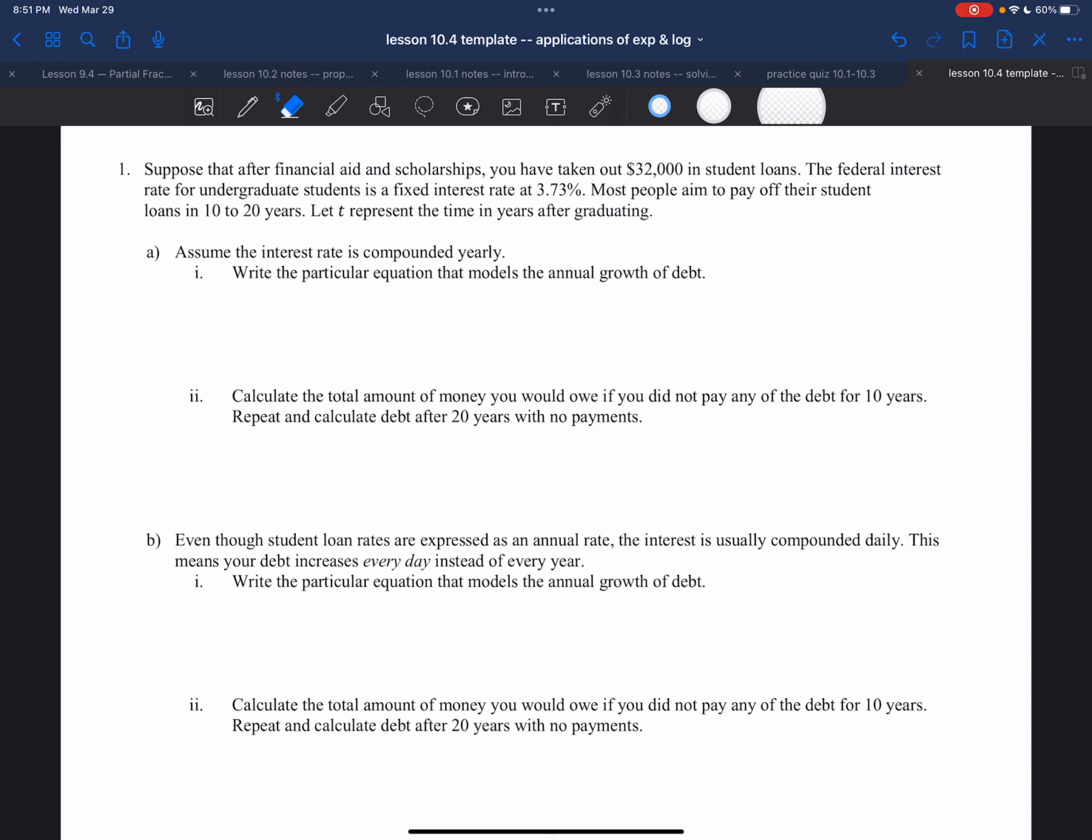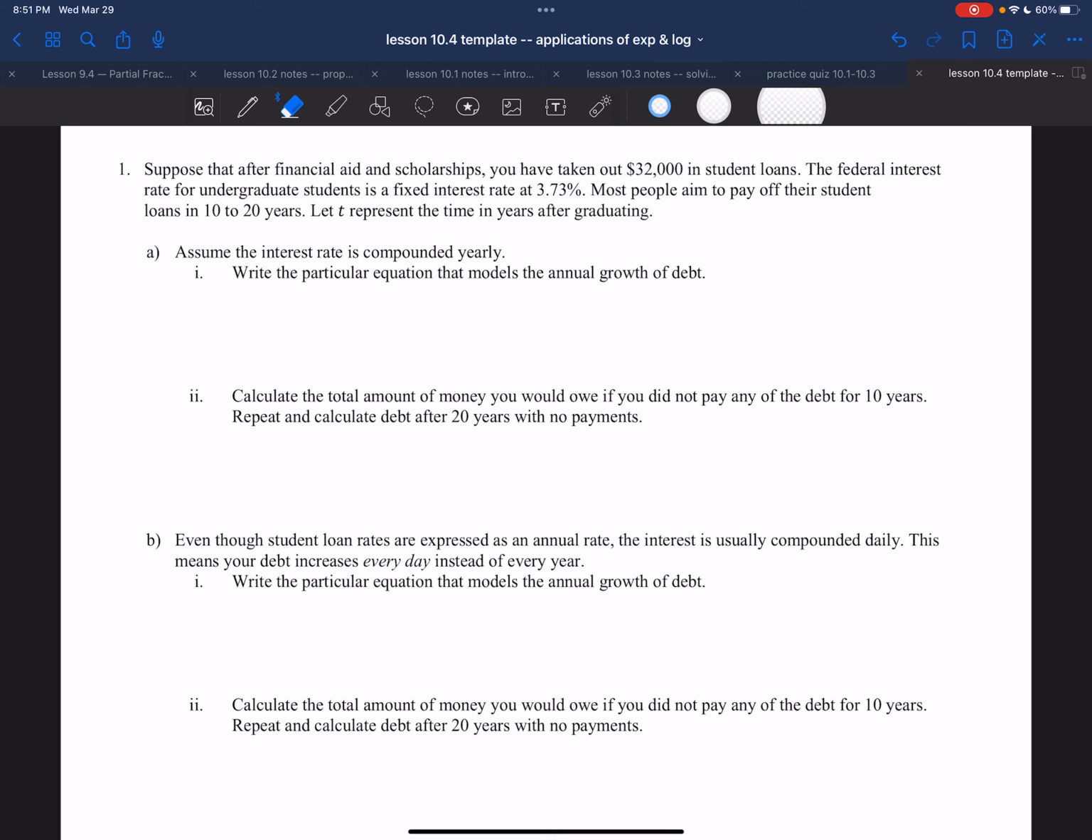I didn't do any. I made this up myself because I wanted to, and I like it. So here we go. Suppose that after financial aid and scholarships, you've taken out $32,000 in student loans. Not an uncommon thing in the United States of America.